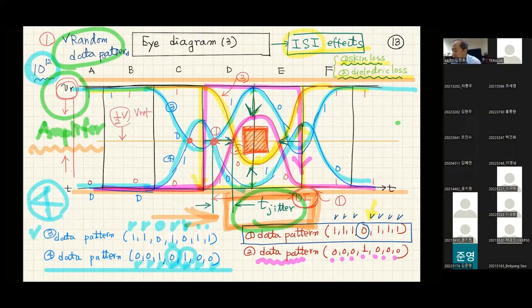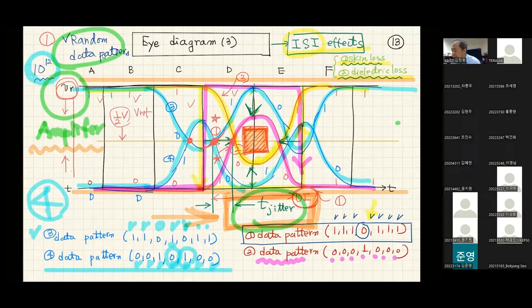Number two, the crossing point, is coming from a data pattern 0001000. And this number one crossing point is coming from a data pattern which is 11101, something like that. So these two cases are the worst case of the eye diagram voltage waveform, and we have two distinctly different crossing points.